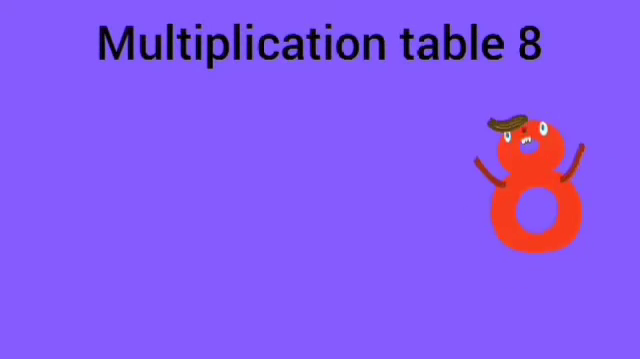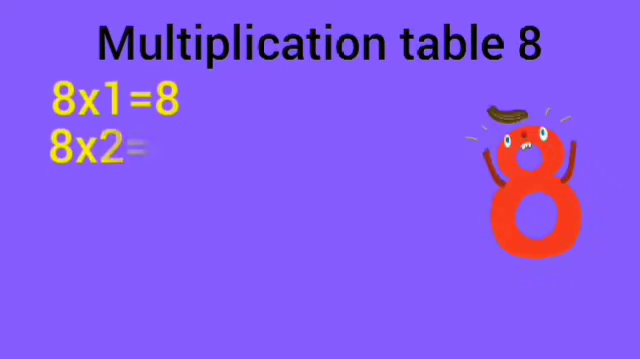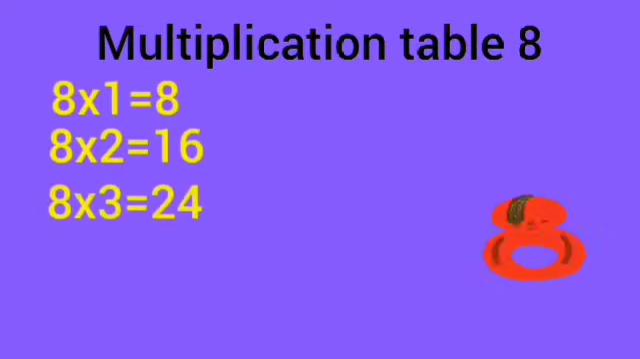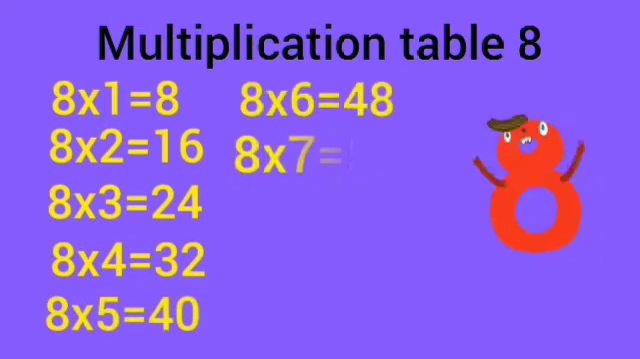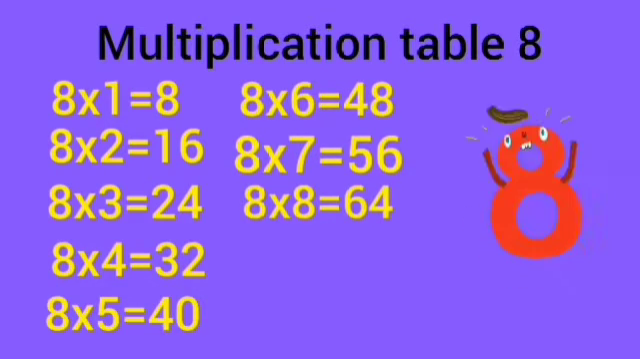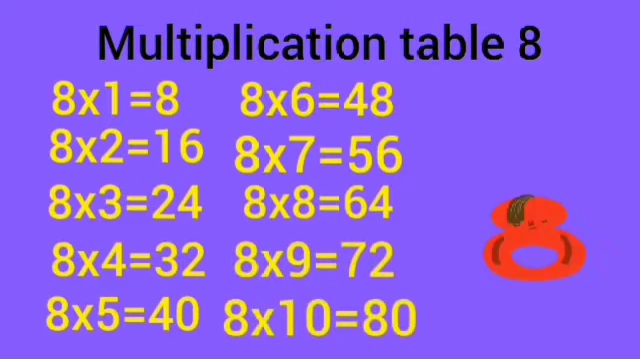Children, now we can learn 8th multiplication table. 8 ones are 8, 8 twos are 16, 8 threes are 24, 8 fours are 32, 8 fives are 40, 8 sixes are 48, 8 sevens are 56, 8 eights are 64, 8 nines are 72, 8 tens are 80.